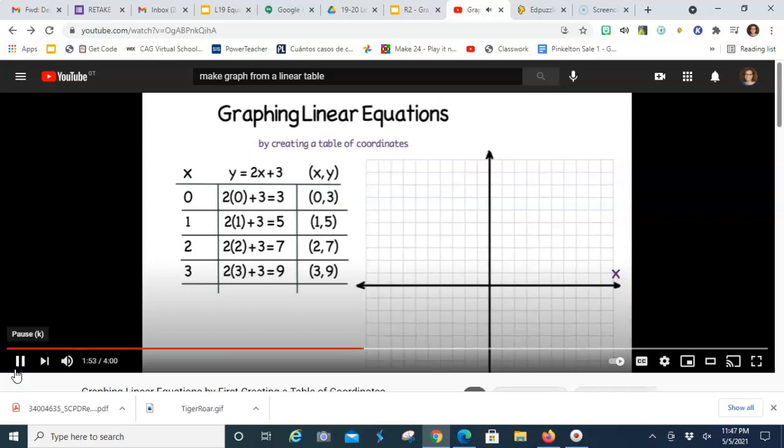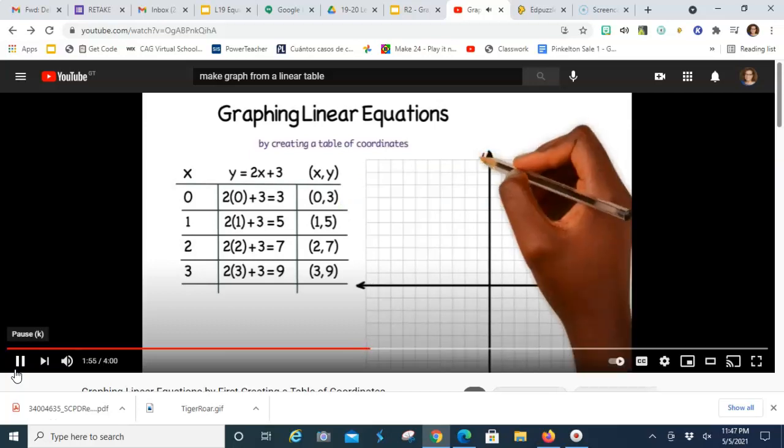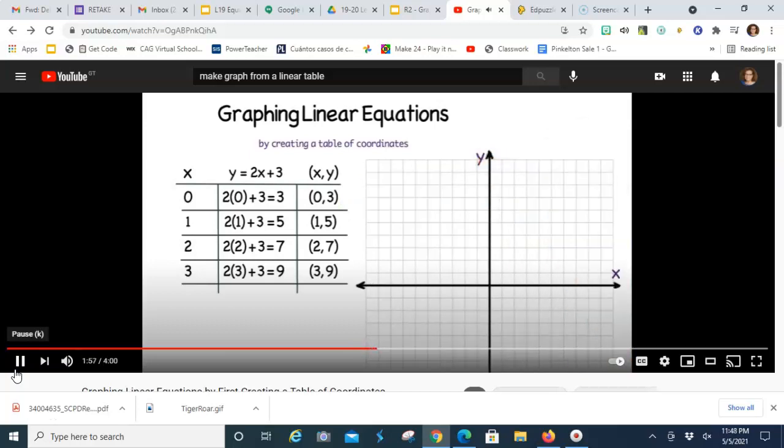Remember, the x-axis is the one that goes across or horizontal, and the y-axis is the up and down or vertical. I need to put some numbers along my axis, so I look at my x values. 0 is my lowest, 3 is my highest, so I can count by ones. I have plenty of space. Now for the y, I look and my lowest is 3, my highest is 9, so I think I have room, I can count by ones here as well.